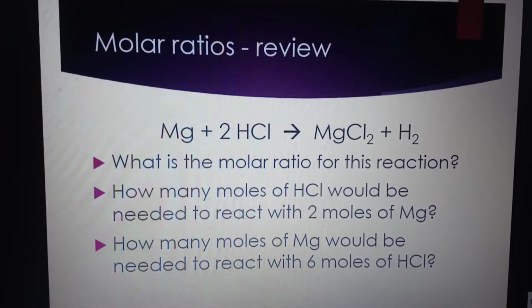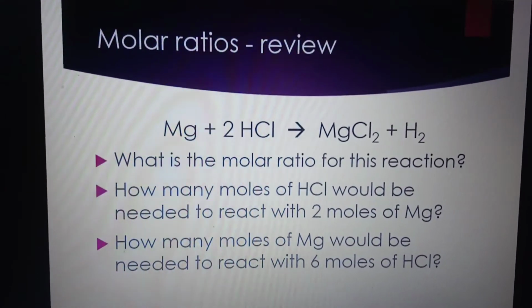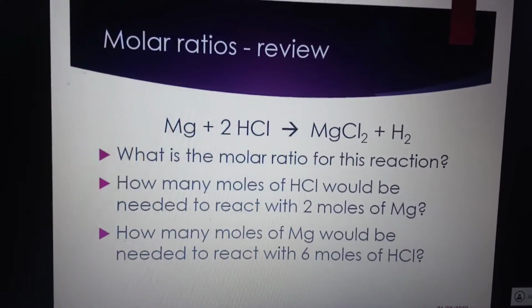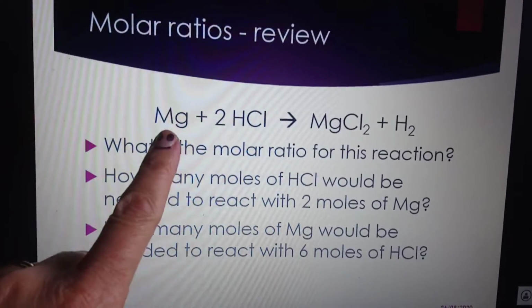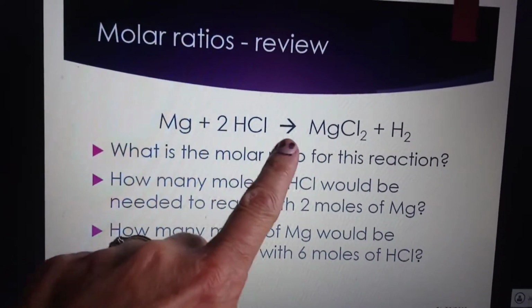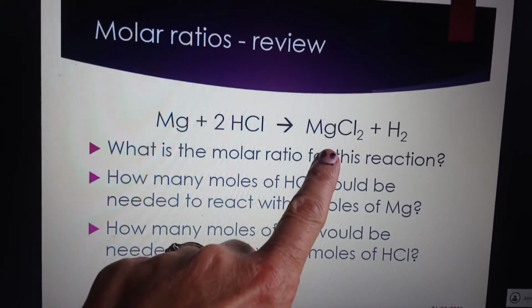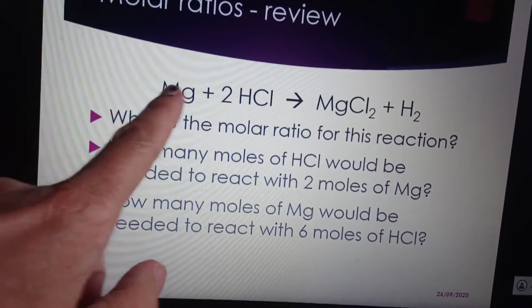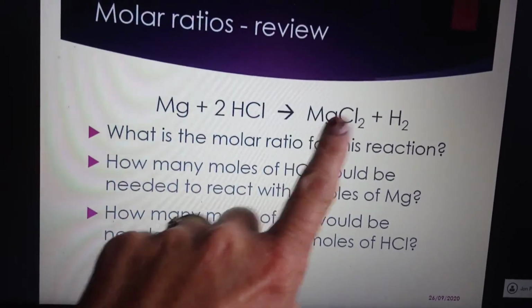So we've discussed last lesson about the ratios that chemical reactions occur in. So here we've got magnesium plus 2 hydrochloric acid, 2 moles of hydrochloric acid gives you 1 mole of magnesium chloride and 1 mole of hydrogen. So the ratio goes 1 to 2 to 1 to 1.